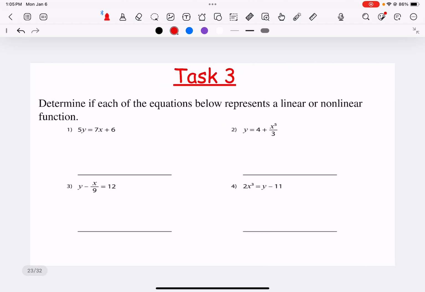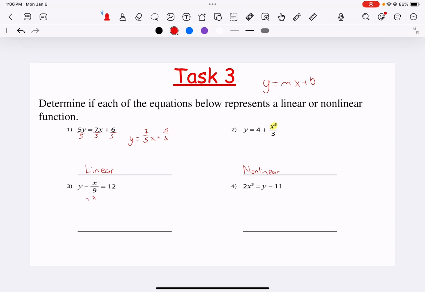Now, to determine if an equation is a linear function, remember it has to be in the form y equals mx plus b, and the x has to be to the first degree. So for number 1, I would divide everything by 5 and have y equals 7 over 5x plus 6 over 5. My x is to the first degree, so this is a linear function. For number 2, it's already in y equals form. The x is to the 5th degree, so this is a non-linear function.